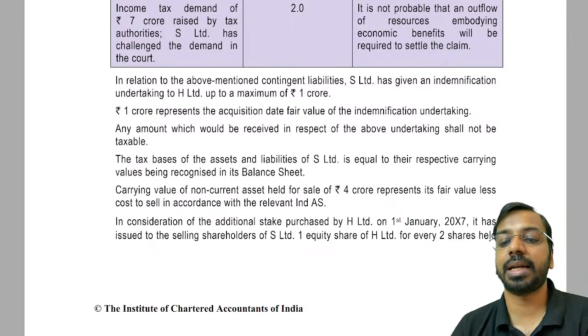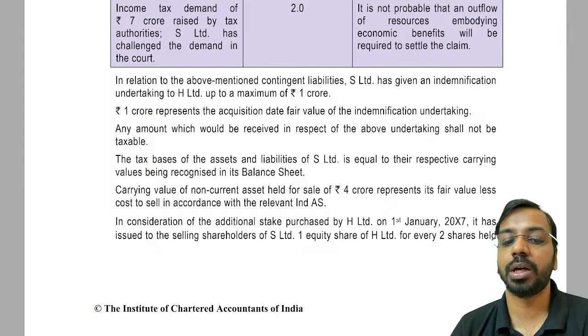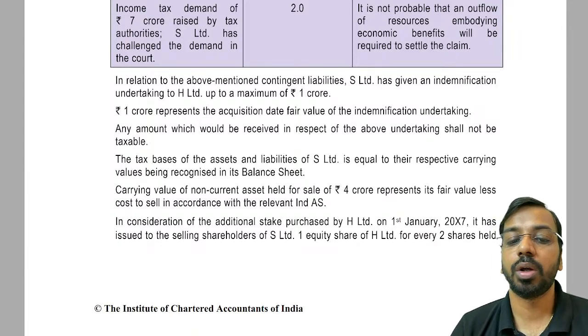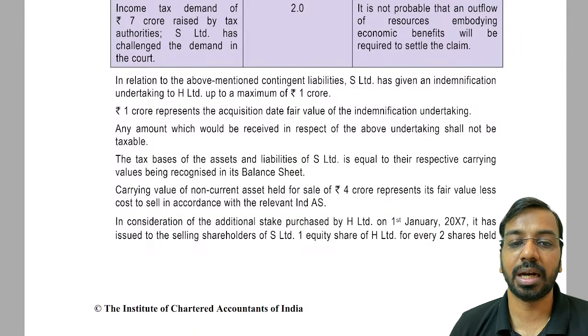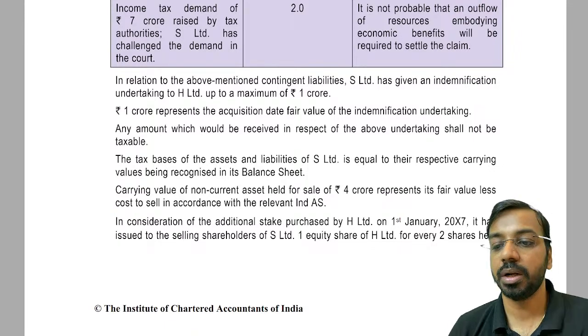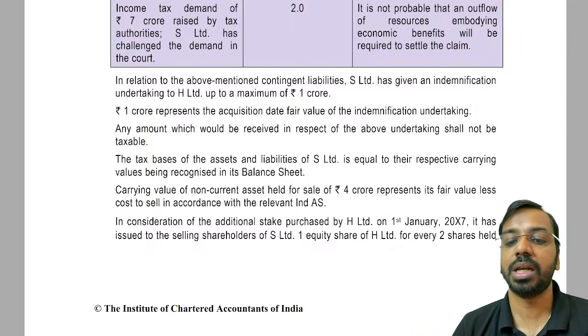Carrying value of non-current asset held for sale, 4 crore, represents its fair value less cost to sell in accordance with relevant Ind AS. So as far as the relevant Ind AS, that is Ind AS 105, is concerned, fair value less cost to sell is 4 crores.